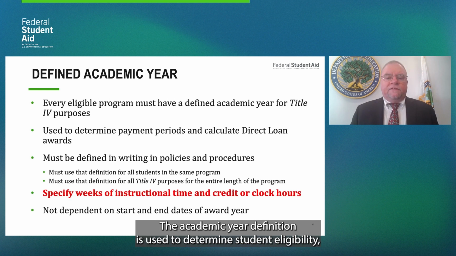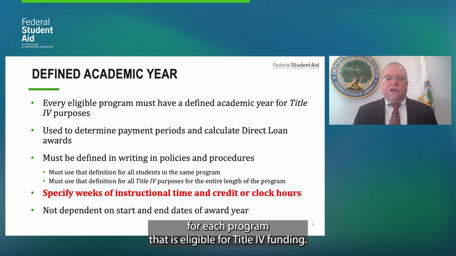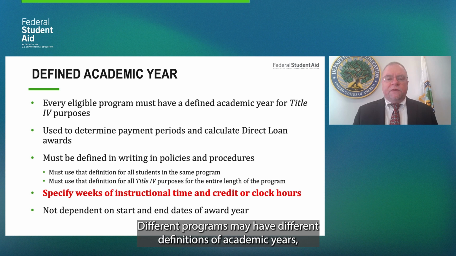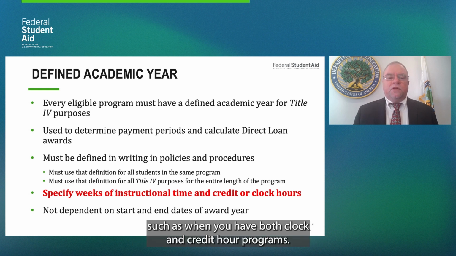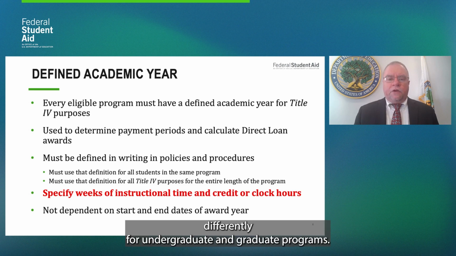The academic year definition is used to determine student eligibility, and it must be specified in writing in your policies and procedures for each program that is eligible for Title IV funding. Different programs may have different definitions of academic years, and sometimes they must have different definitions, such as when you have both clock and credit hour programs. It's also very common to define the academic year differently for undergraduate and graduate programs.